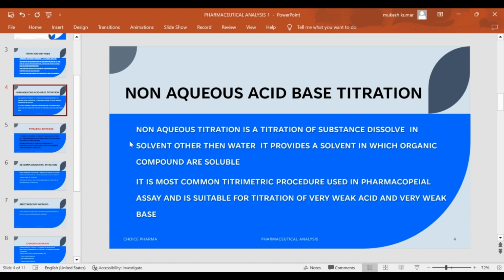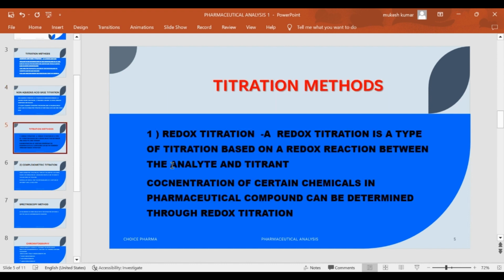Now the different methods of titration are: first, redox titration; second, complexometric titration. Now start with redox titration. A redox titration is a type of titration based on the redox reaction between the analyte and titrant. The redox reaction is the addition of hydrogen and removal of oxygen. The concentration of a certain chemical compound can be determined through redox titration.